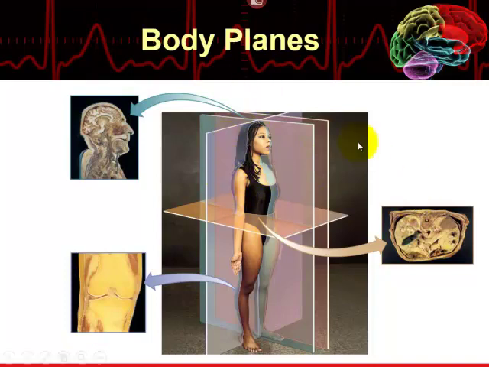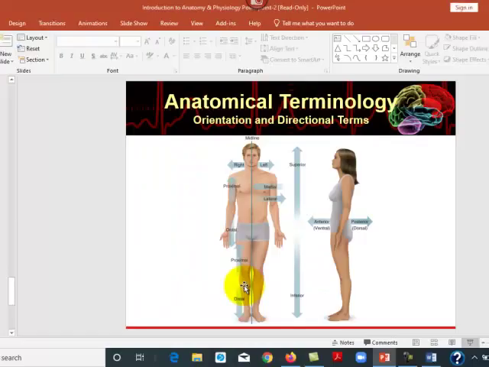This under here is called the transverse plane. It separates the body into what is called superior and inferior, up and down. And then this one here is actually called the frontal or coronal plane. It separates the body into anterior and posterior. So those are common terms.